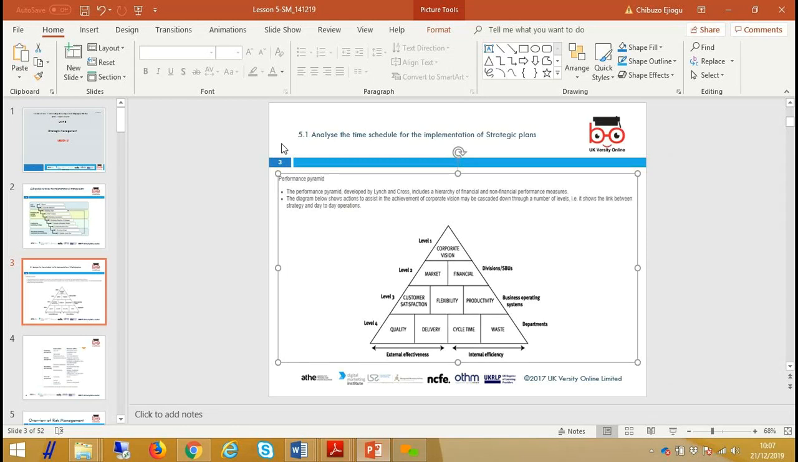At level 1, you start by looking at your corporate vision, mission statement, things like that. Ensure that you have it and that it's fit for purpose, that it is appropriate to your organization. Level 1 is your corporate level strategy. Level 2 is your business level strategy. So we talk about strategic business units.